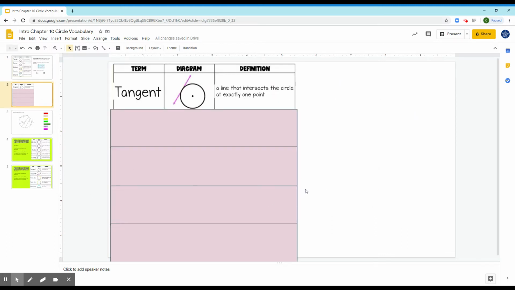Next, we have a tangent line. A tangent line is a line that's outside of our circle and only touches one spot of our circle. We actually call that point where it touches the point of tangency.